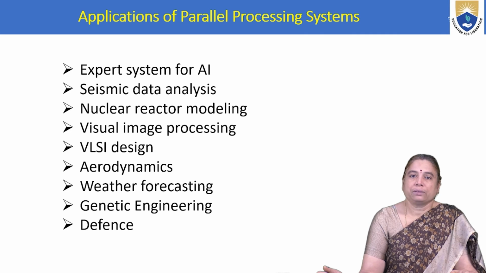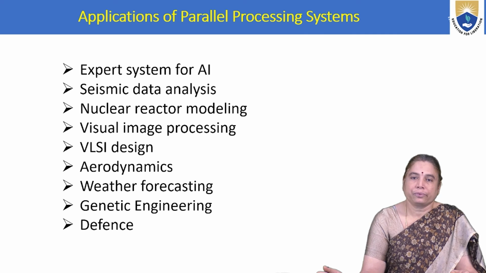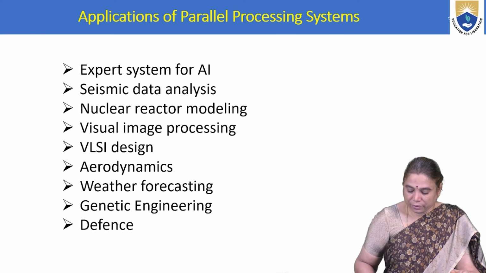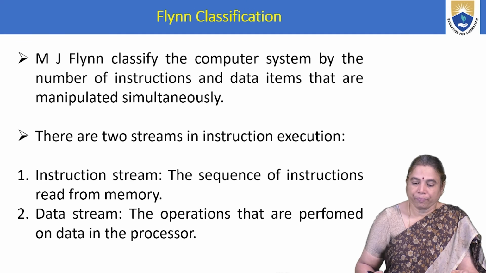What are the application areas where these parallel processing systems can be used? Expert systems for artificial intelligence, seismic data analysis, nuclear reactor modeling, visual image processing, VLSI design, aerodynamics, weather forecasting, genetic engineering, and defense.